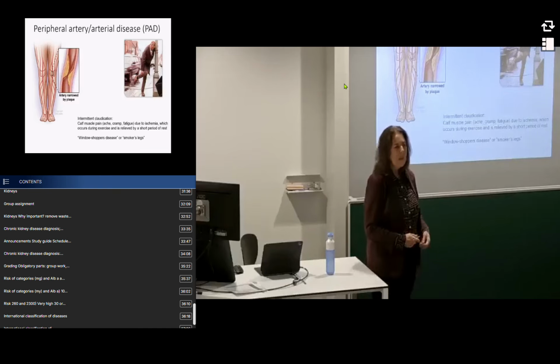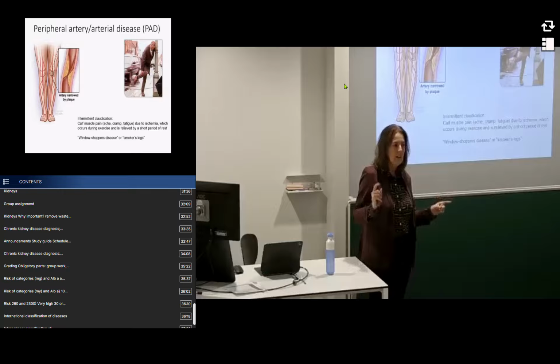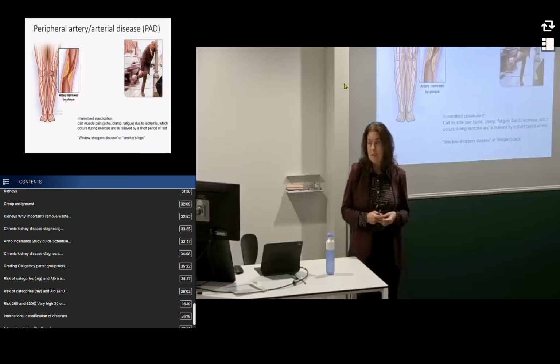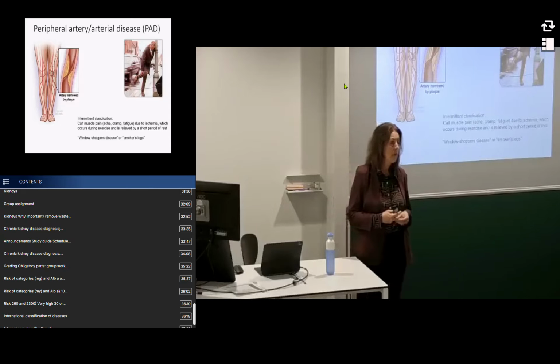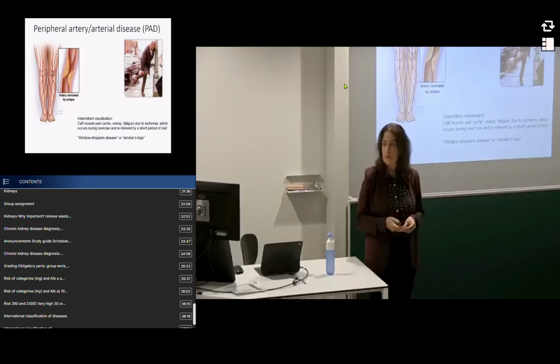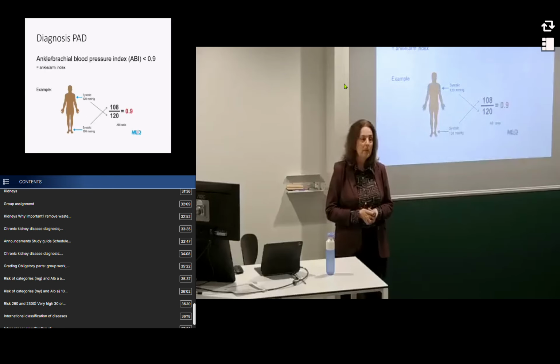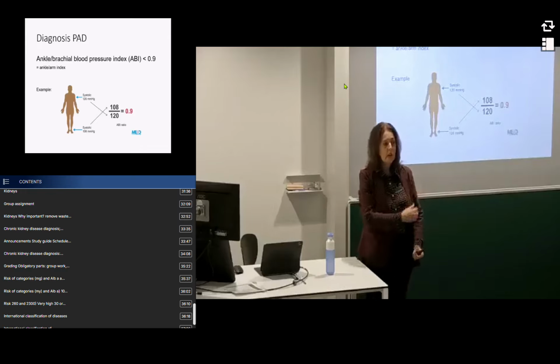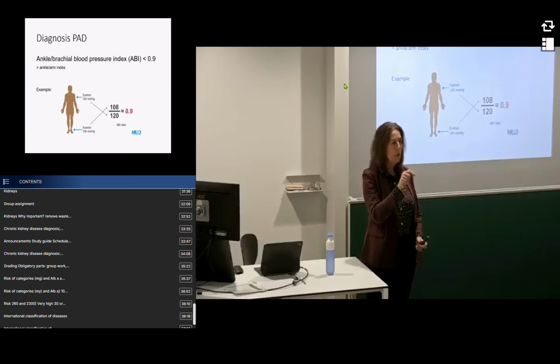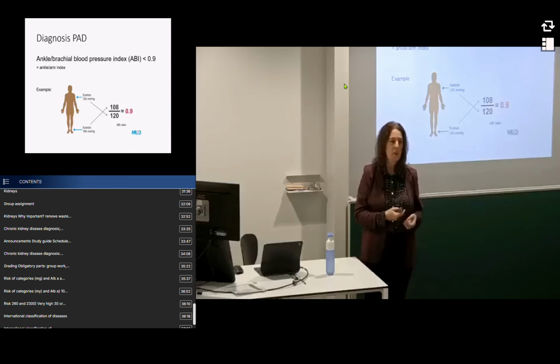So it's also called the smoker's leg disease. It's quite common, and it happens also a lot with people who have diabetes. So you can diagnose PAD by measuring blood pressure in the arm and in the lower leg, and then take the ratio of the blood pressure. And when it's below 0.9, then it's a diagnosis of PAD. We call that the ankle brachial blood pressure index. So that's the ankle arm index. That's a synonym.